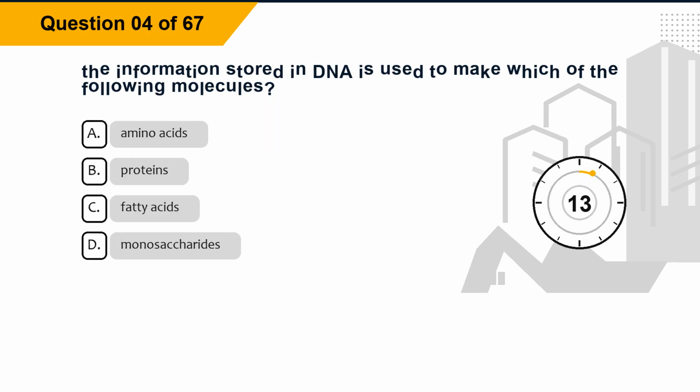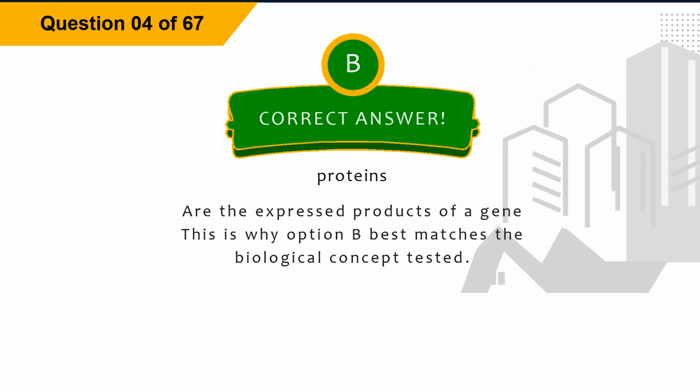Question 4. The information stored in DNA is used to make which of the following molecules? Option A, amino acids. Option B, proteins. Option C, fatty acids. Option D, monosaccharides. The correct answer is option B, proteins. Explanation. Proteins are the expressed products of a gene. This is why option B best matches the biological concept tested.